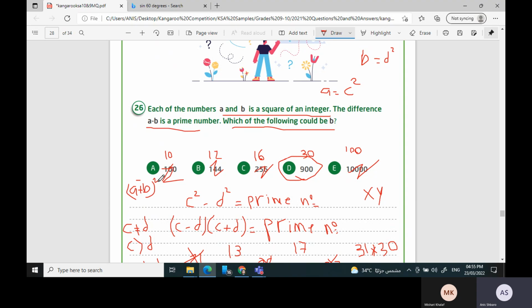Now, I'm going directly to put them in the equation. No need for this because any number multiplied with 1 is the same number. So I'm going to focus on C plus D. So if D is equal to 10, C is equal to 11, more than D by 1. So 21, is it a prime? No, we know it's divisible by 3 or 7. So remove it. 12.